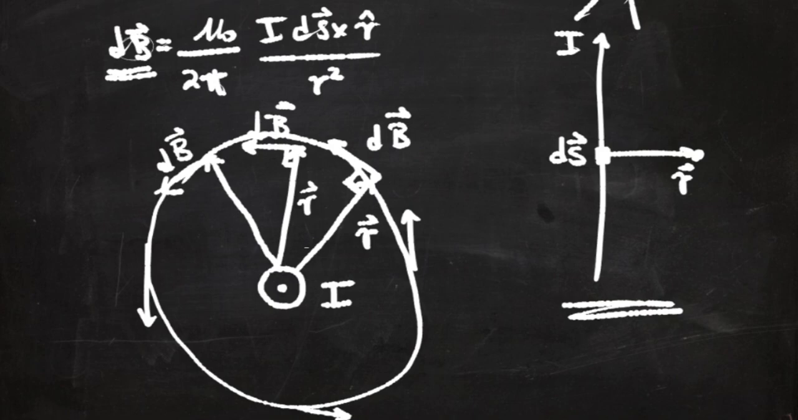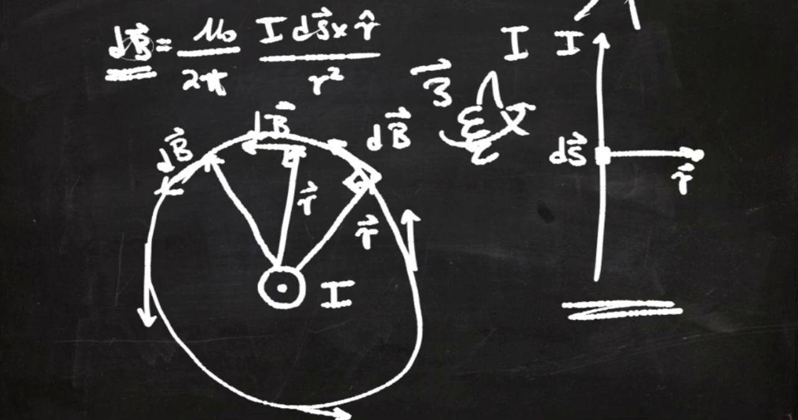It's orthogonal to both I, the current, and r, the radius, at every point. And that's why this form of the right-hand rule, your thumb points in the direction of I, and your fingers give the direction of B, is what gives us the direction of magnetic fields created by current-carrying wires.